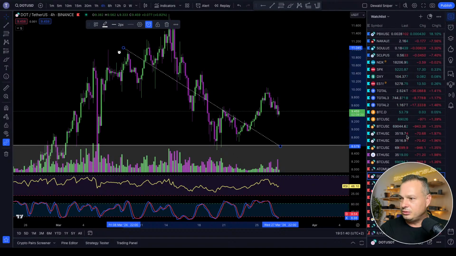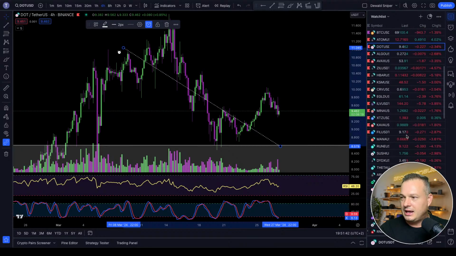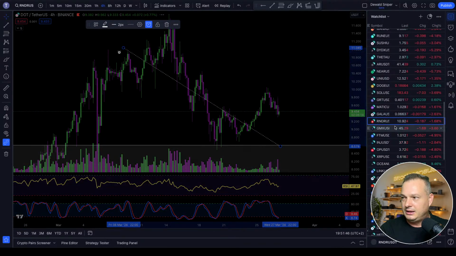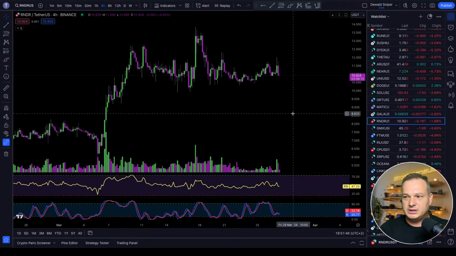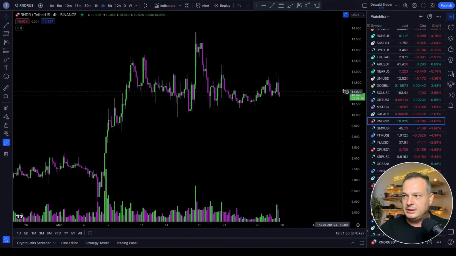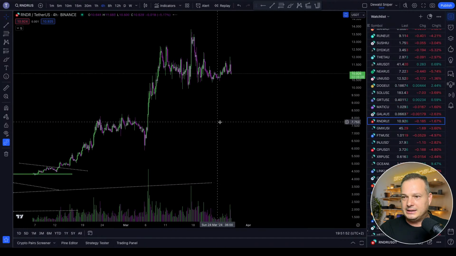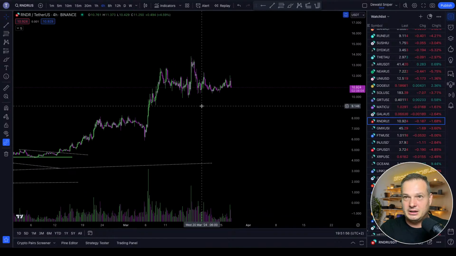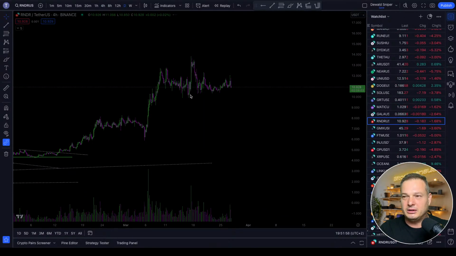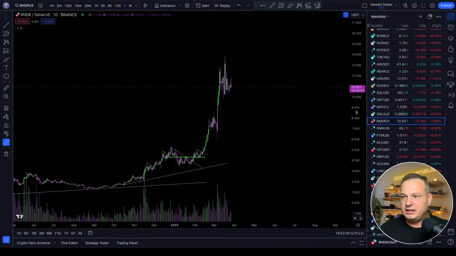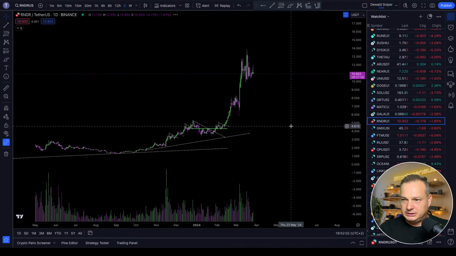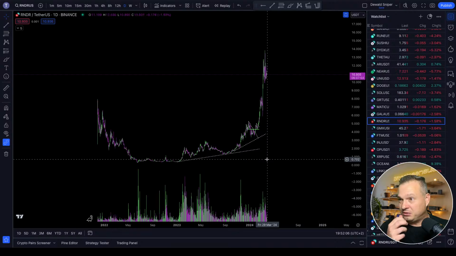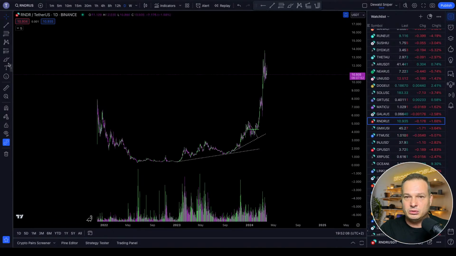Let's go to Render, one of my favorite AI tokens. It has done phenomenal things. Obviously when Bitcoin falls, it pulls the altcoins down with it. And what I can see over here, let me just check. I like to zoom out. I always start on the daily just to see where we are. Render has done phenomenal things already, and Render has taken the all-time highs.